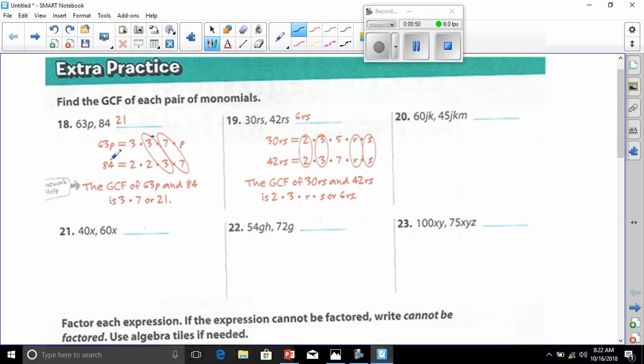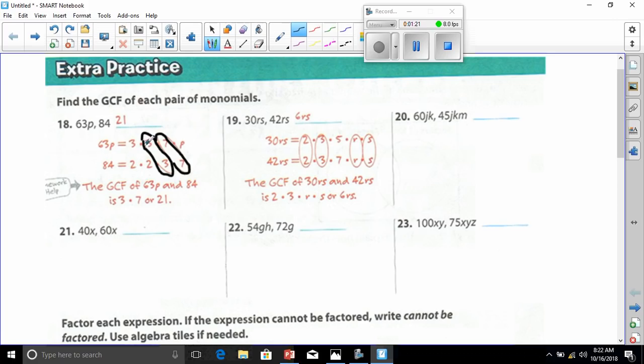84, it ends in 4, so I know it's divisible by 2, but half of 84 is 42, so I can divide that by 2 as well. 42 divided by 2 is going to be 21, and that gives me 3 and 7 again. Now, as you can see, they circled 3 and 7, letting you know that both of them are factored, okay? I have a common factor in both 63 and 84.